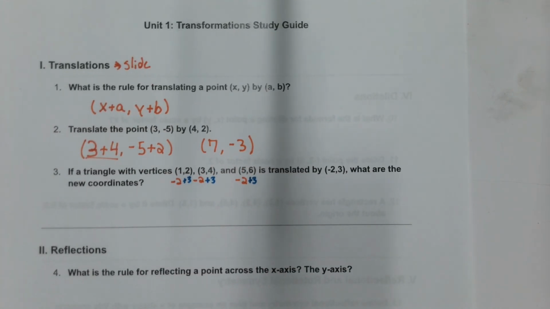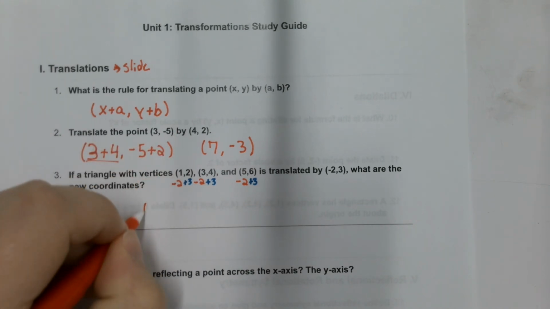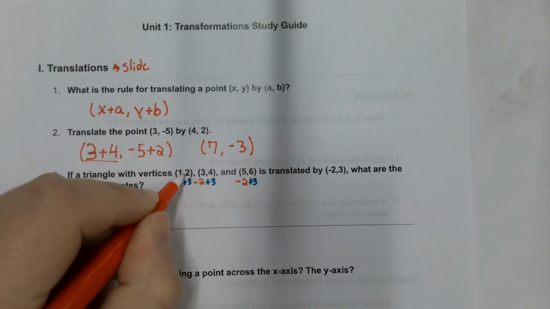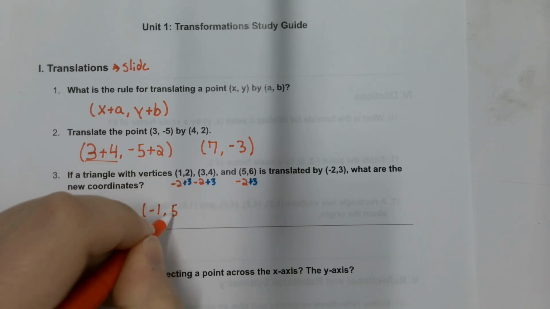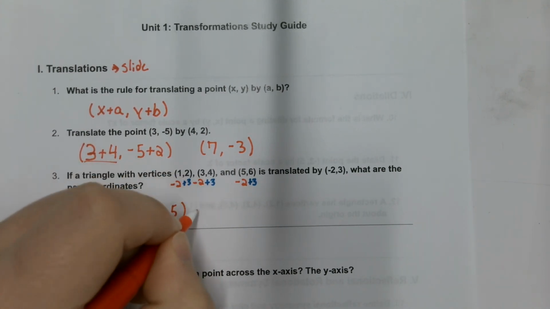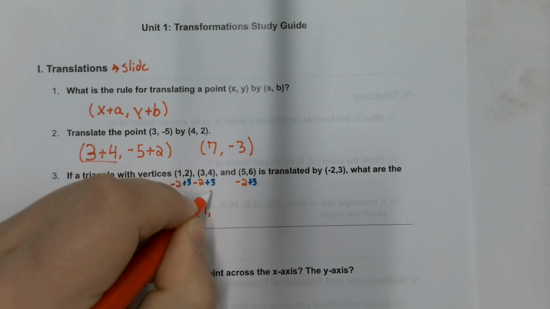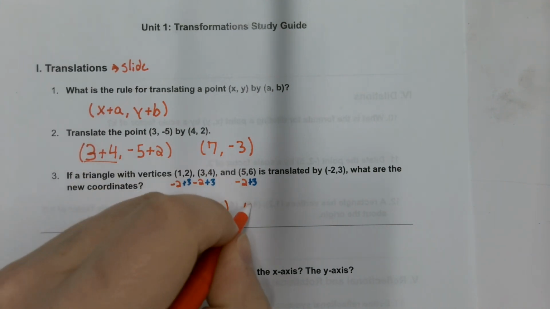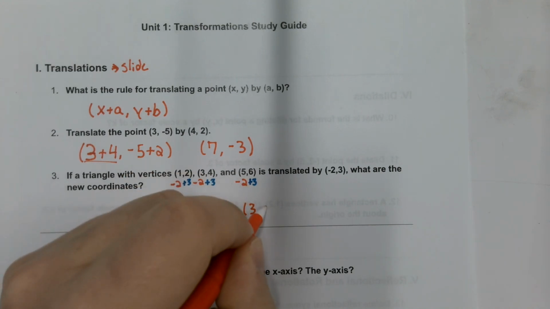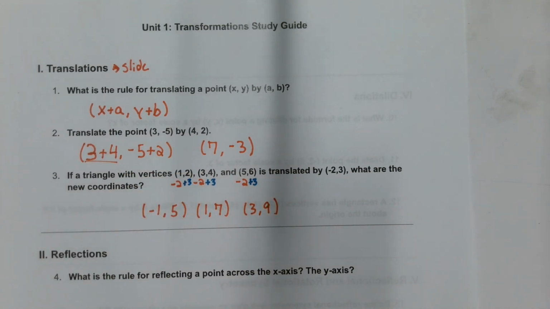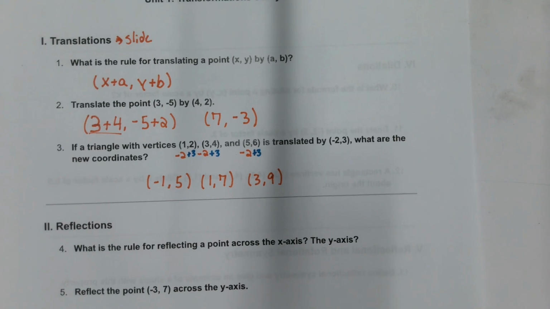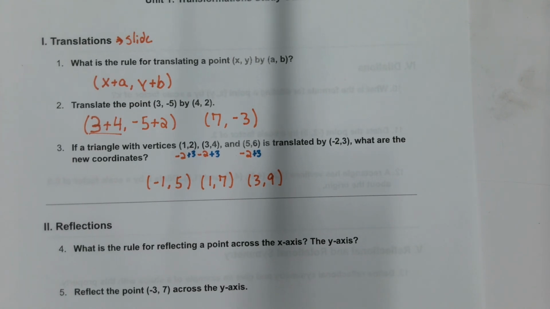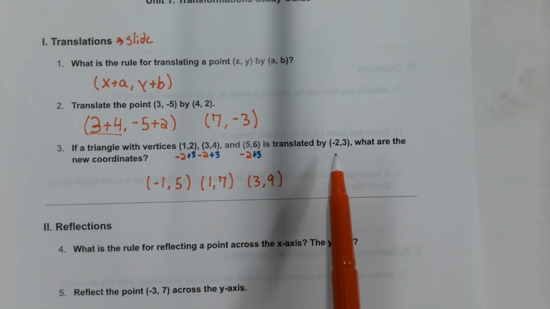So something like that. So if I write the points now, 1 minus 2 is -1. 2 plus 3 is 5. This is going to be 3 minus 2, which is 1. 4 plus 3 is 7. And 5 minus 2 is 3. 6 plus 3 is 9. So those would be the 3 points for our translation by -2, 3.